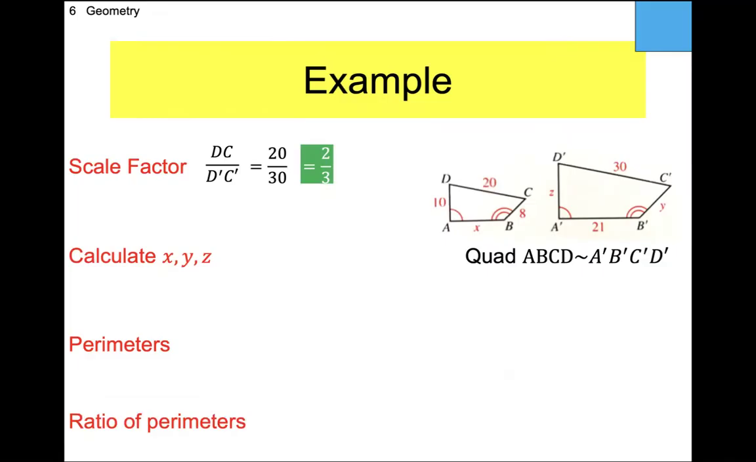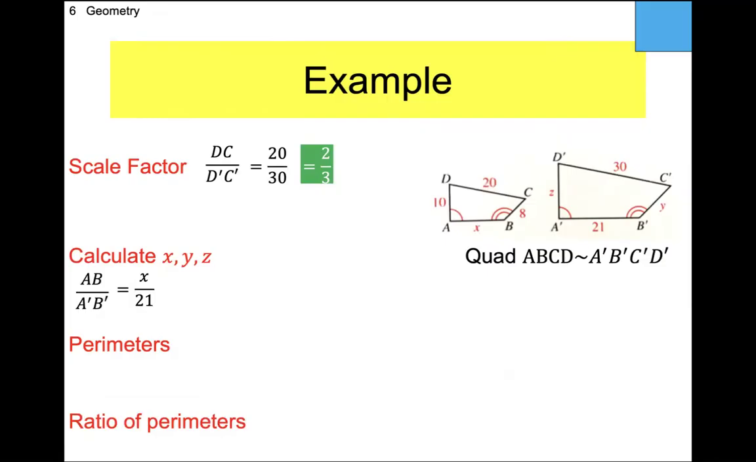Let's see if we can now calculate X, Y, and Z. Doesn't really matter which one we start with. We'll start with X. If you notice that X, its corresponding side, A prime, B prime, is 21. So if I wrote the value of X side as a ratio, that would be X over 21, or AB over A prime, B prime. Do you see what I'm doing?